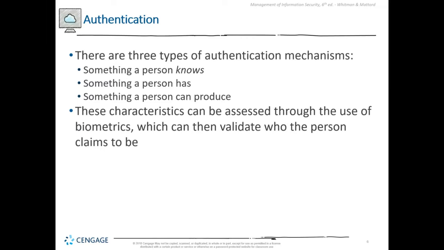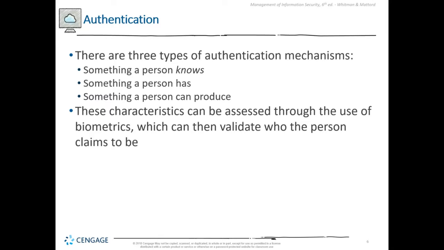Now, there are 3 types of authentication mechanisms: something a person knows, something a person has, or something a person can produce. So authentication, we'll define as the process that validates a user's identification. For example, a password. You have your username that says, this is who I am, and the password is how you prove who you are. It's something you know in this case. So something you know may be a password, a passphrase, maybe a PIN number. Something you have is something that you have in your possession, whether it's a token or a smart card.